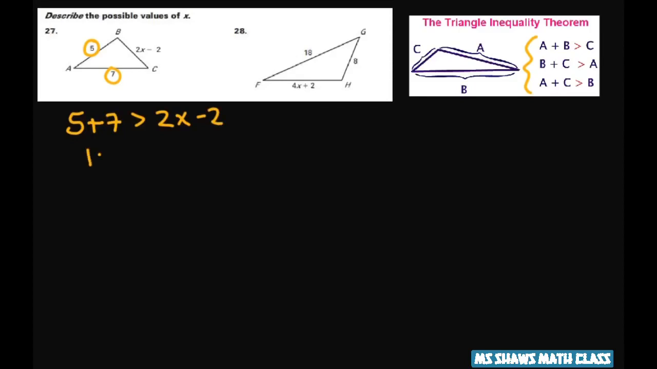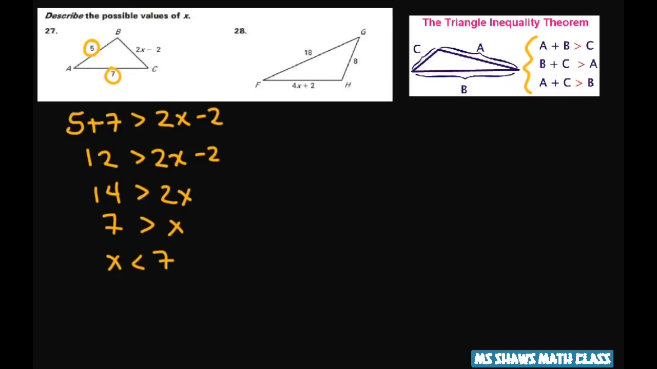So 12 has to be greater than 2x minus 2. Add the 2, so 14 has to be greater than 2x. Divide both sides by 2, and you get x is less than 7. Just write it this way. So that's that part. Now let's try adding those two up.